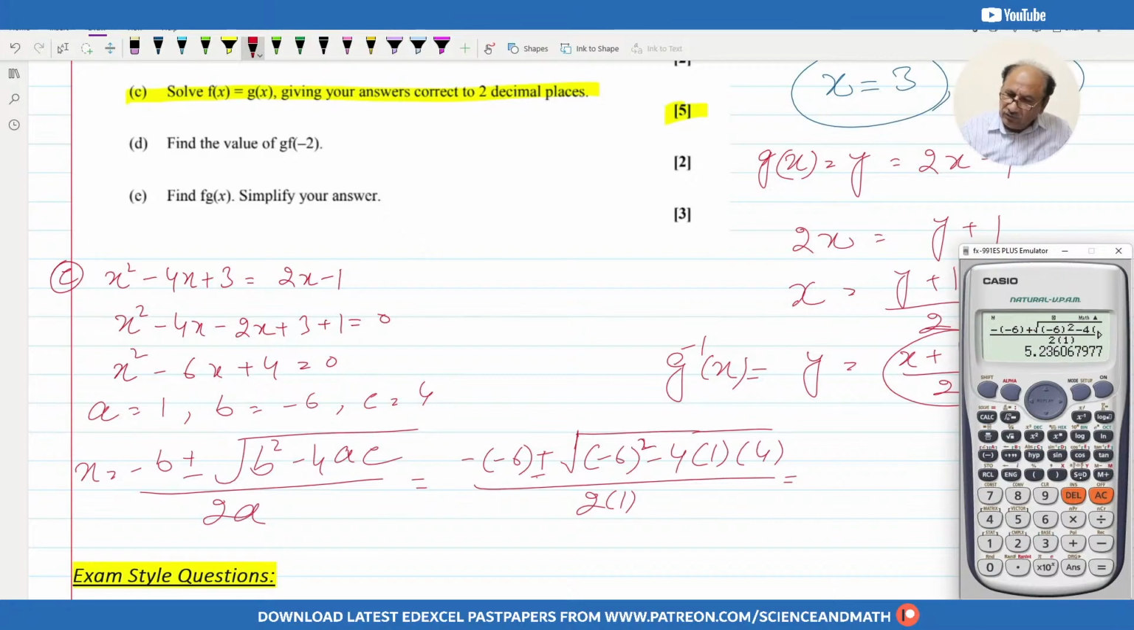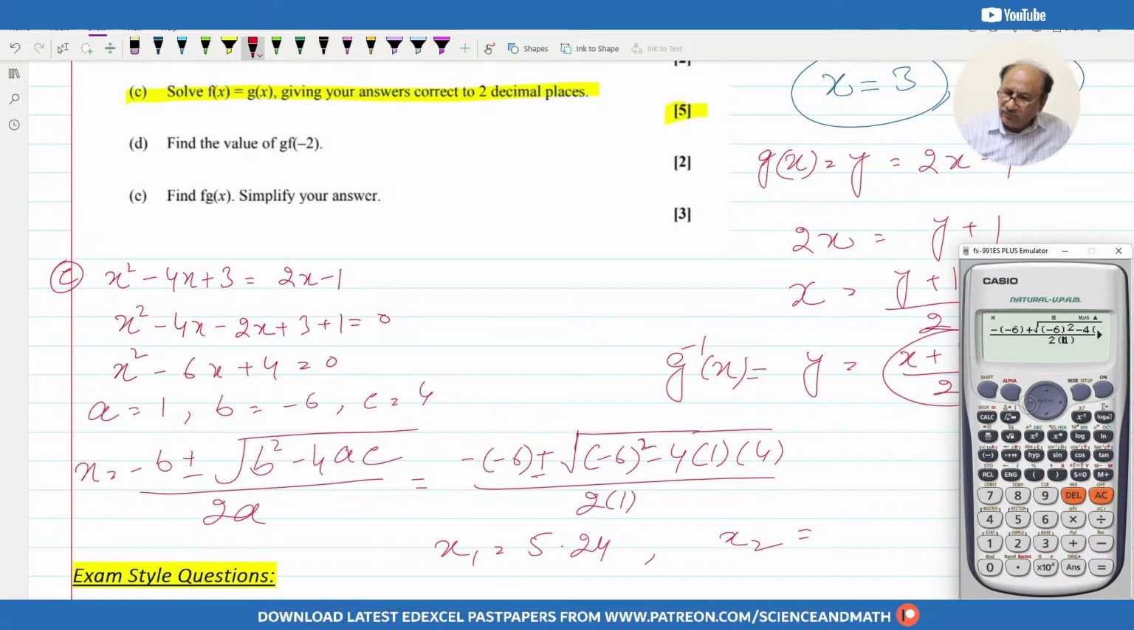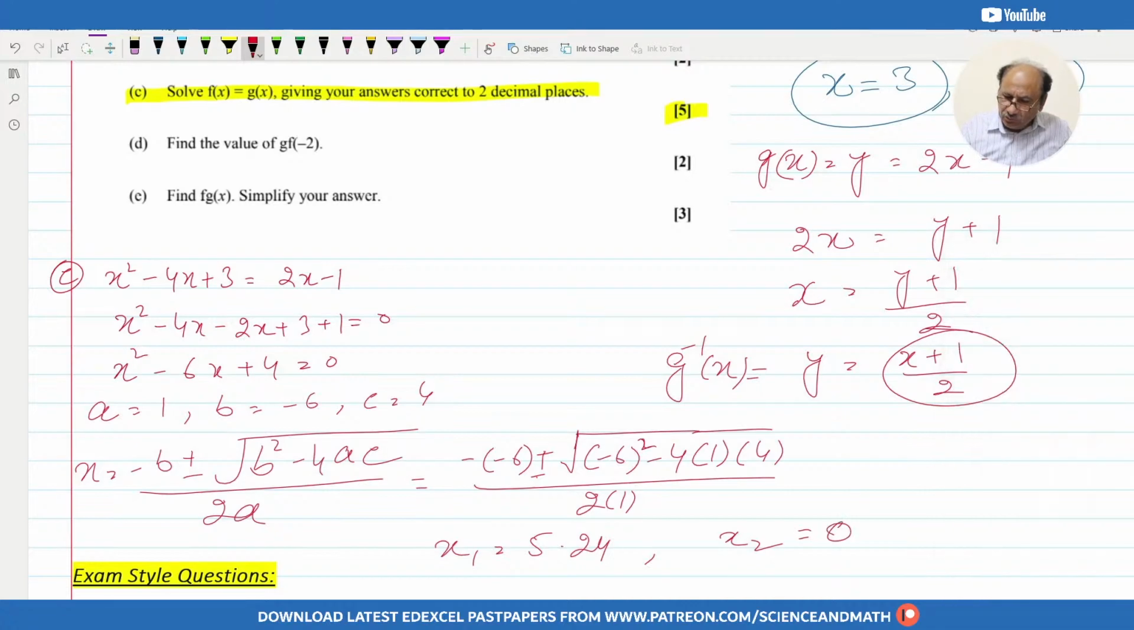So the decimal value, we require up to 2 decimal places, will be 5.24. So x1 is equal to 5.24, and the x2 value also we can check with the minus sign. We will change the sign to negative, and the decimal value is 0.76. So 0.76 will be the answer for this one. These two are the answers. Hopefully you understood each and everything.